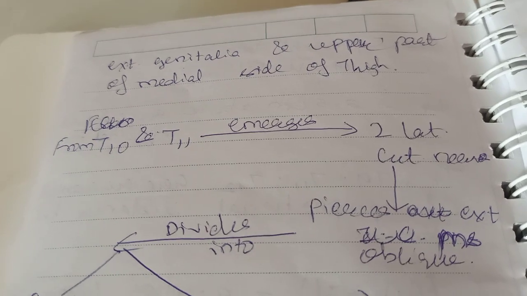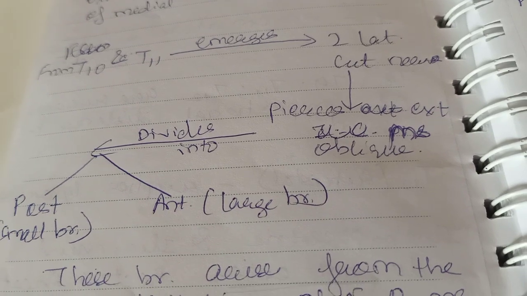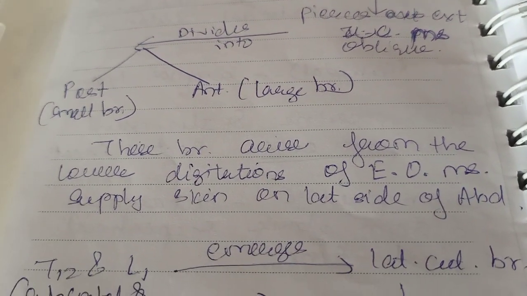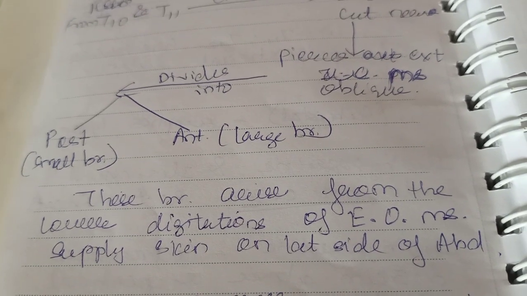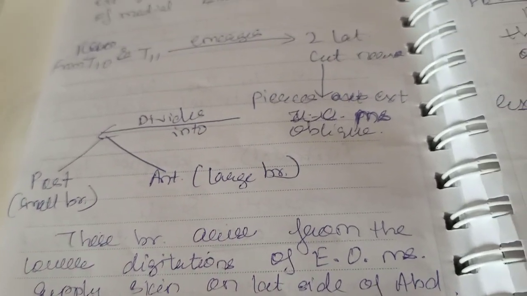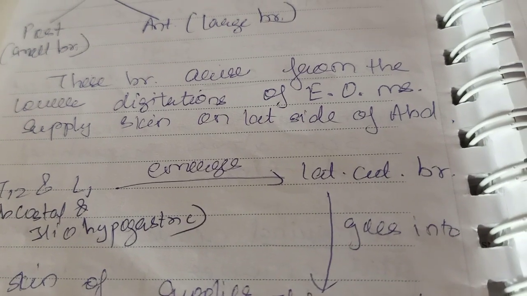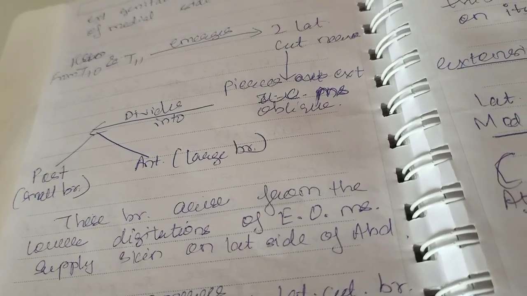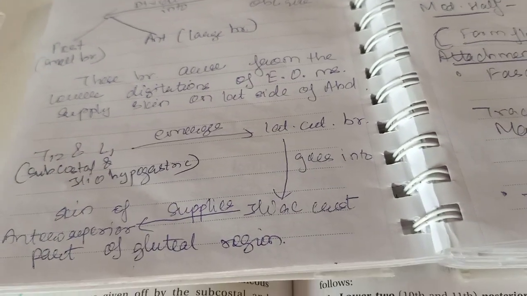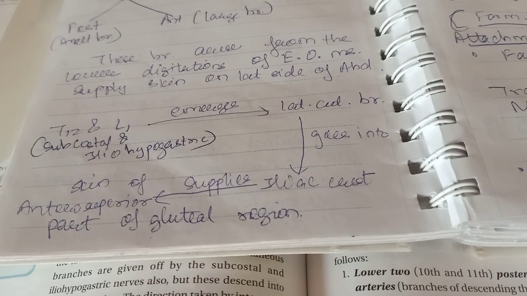From T10-11, two lateral cutaneous nerves arise. They pierce the external oblique and divide into posterior and anterior branches. The anterior is large and the posterior branch is small. This branch arises from the lower part of the external oblique and supplies the skin of the lateral side of the abdomen because it is lateral cutaneous. Next, from T12 and L1 emerges a lateral cutaneous branch which goes over the iliac crest and supplies the skin of the anterior superior part of the gluteal region.